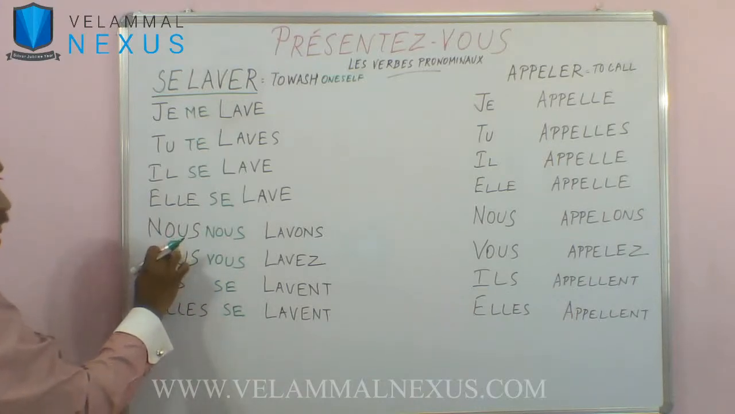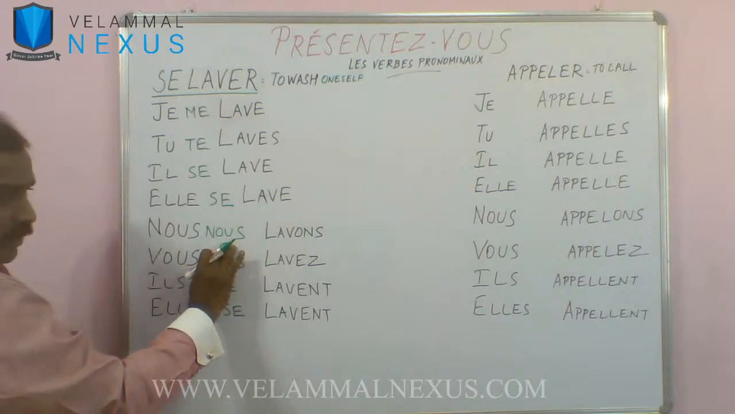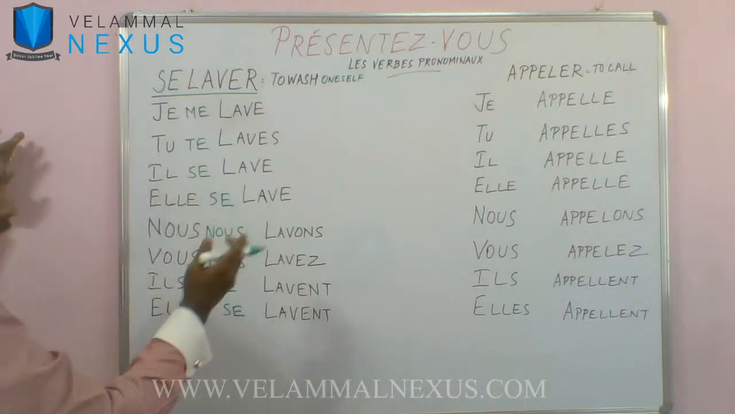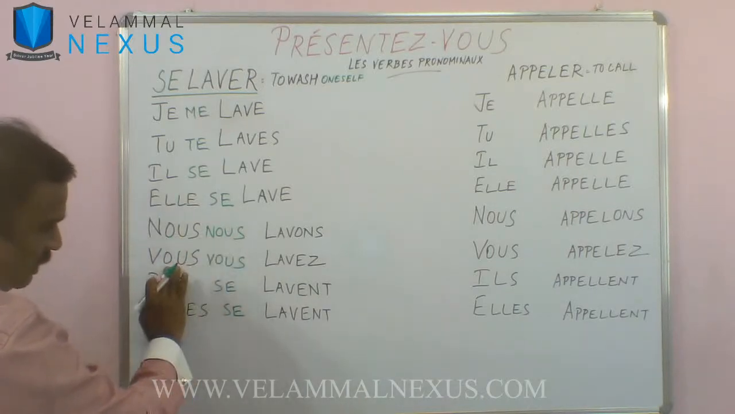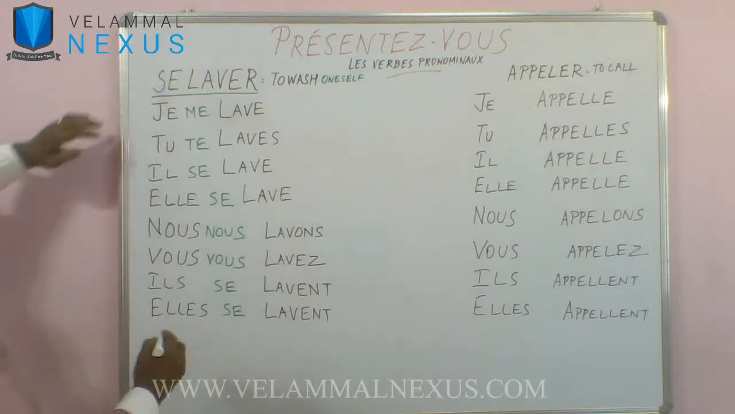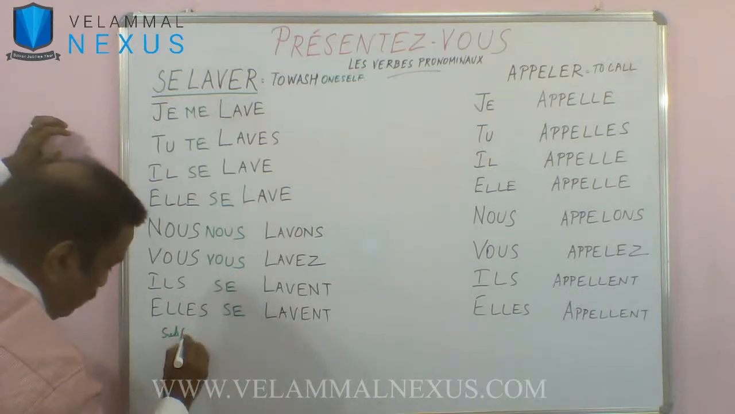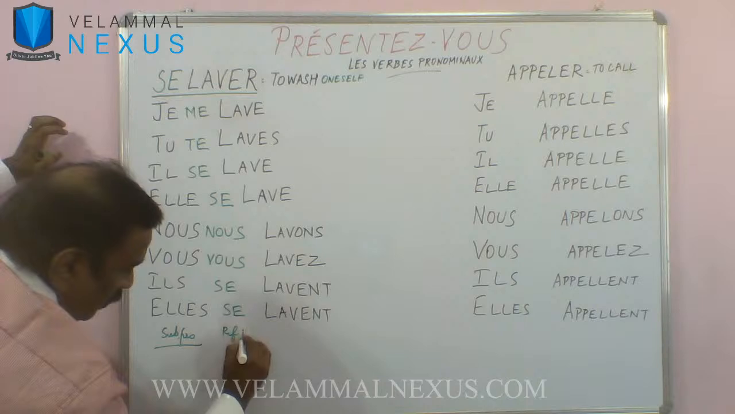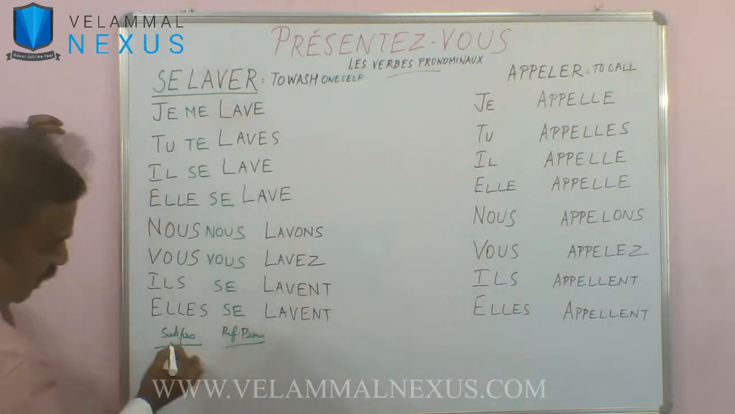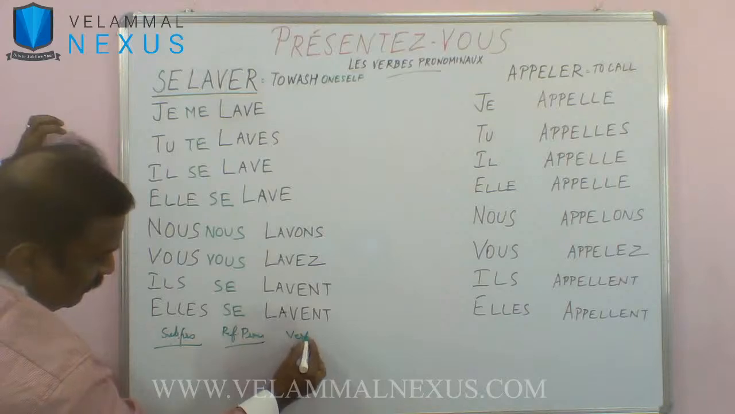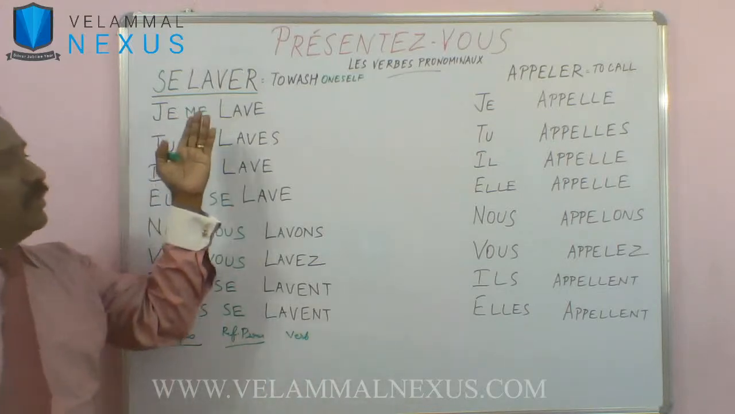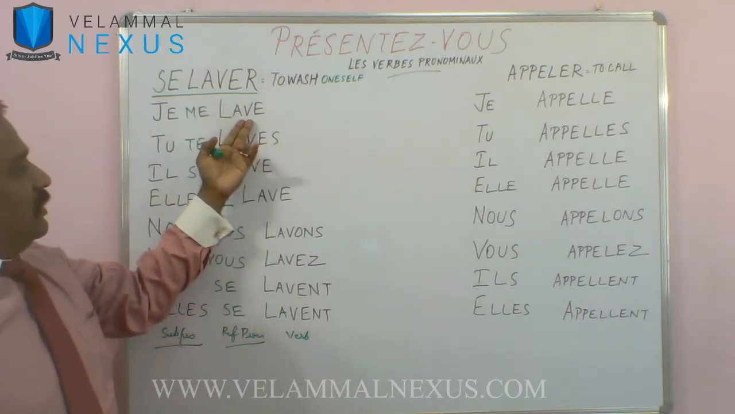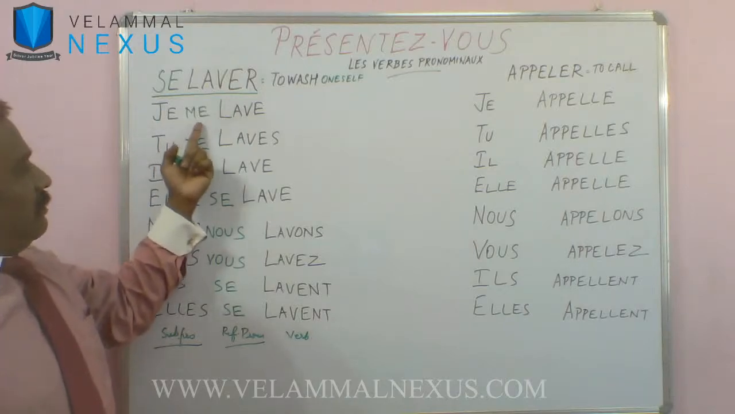Nous nous. It's not a printing mistake. This is the subject. This is the reflexive pronoun. So when I see nous next to it, don't think it's a mistake. Subject, reflexive pronoun. Here you've got the subject pronoun, this is a reflexive pronoun. Subject pronoun, reflexive pronoun, and then the verb. This is the order.